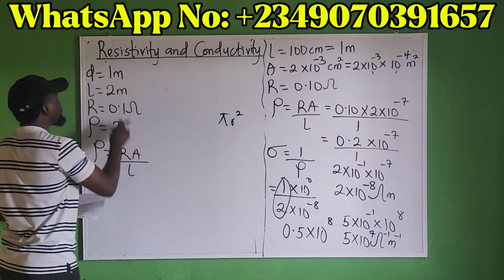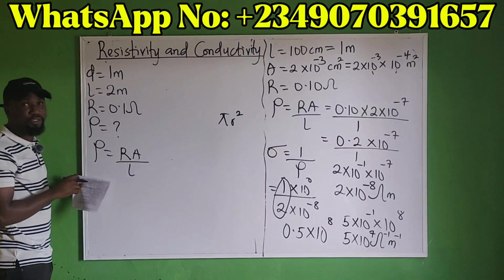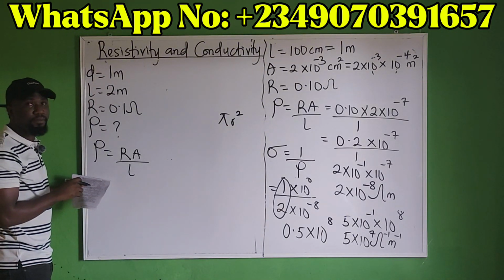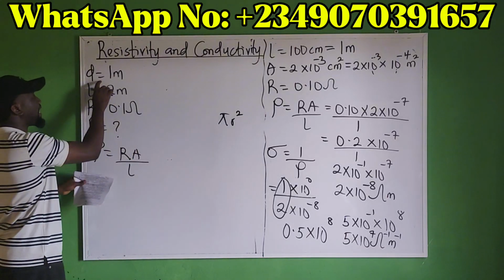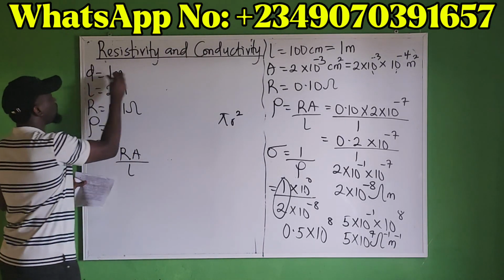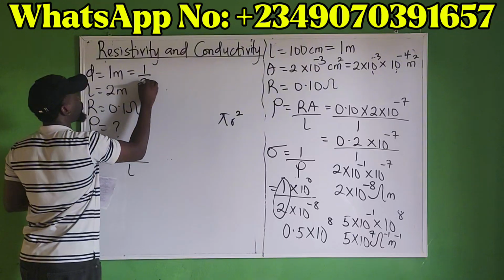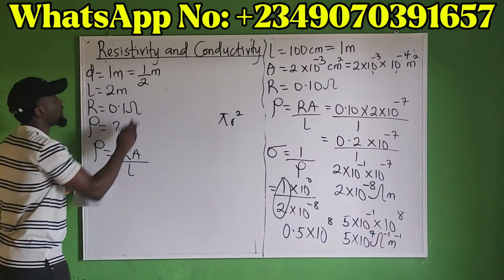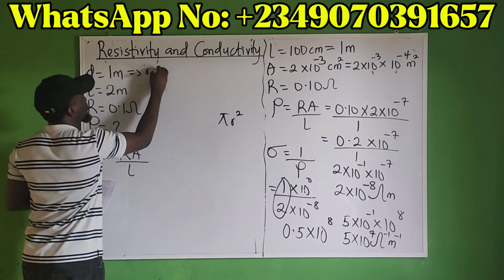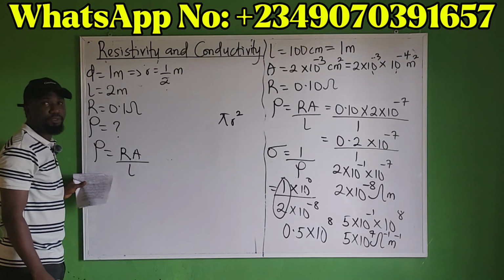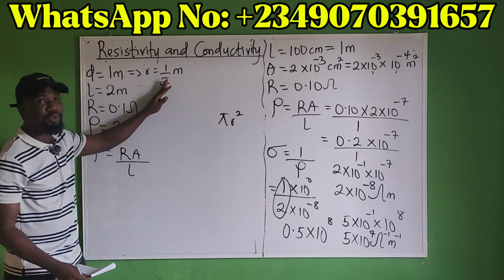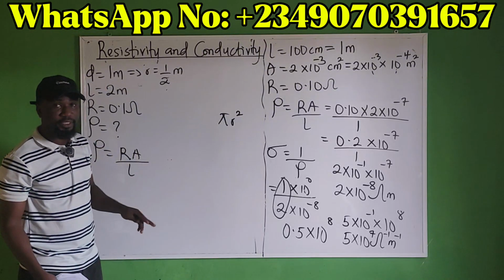So now I can decide to change this to radius. If diameter is 1, what will be the radius? You know that radius is half of a diameter. So this is going to give us what? 1 over 2 meters. That is radius. Radius is 1 over 2 meters. Do you understand?